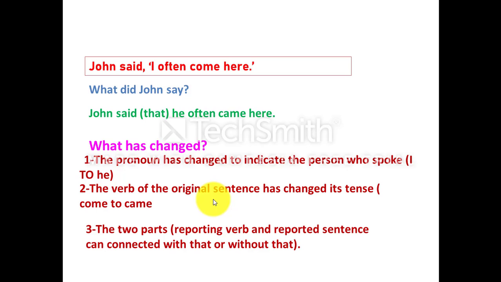Number 3, the two parts, the reporting verb and the reported sentence, can be connected with that or without that. Look here, my dear students, we can put that or delete that. So I put it here between two brackets. So we can say John said that he often came here, or you can just delete that and say John said he often came here.